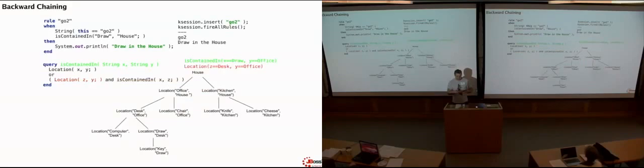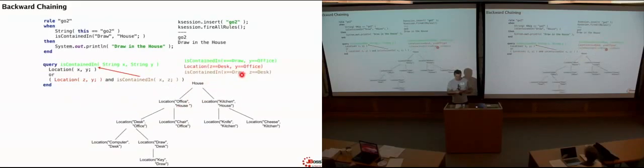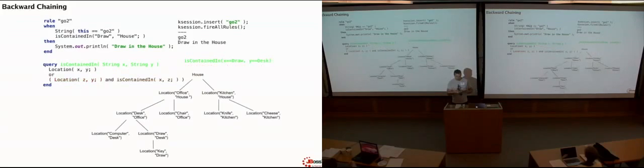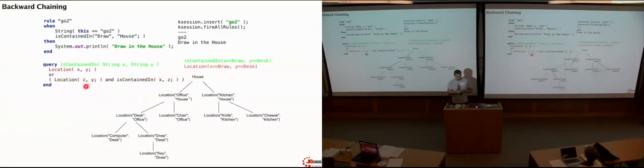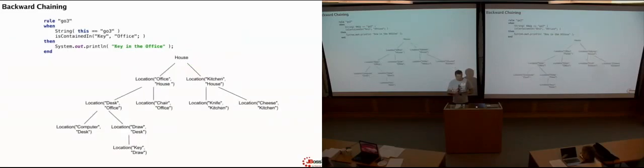Is the drawer in the office? Is the desk in the office? Is the drawer in the desk? And yes, there we go. We know there's a ground term for that, so that's how it recurses down. I didn't go down the branch that it would have failed. I think it was fairly obvious.